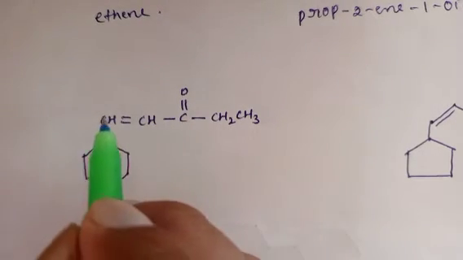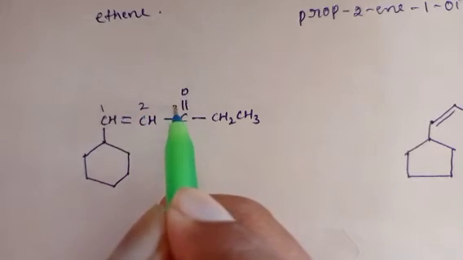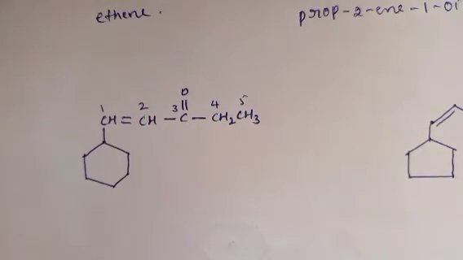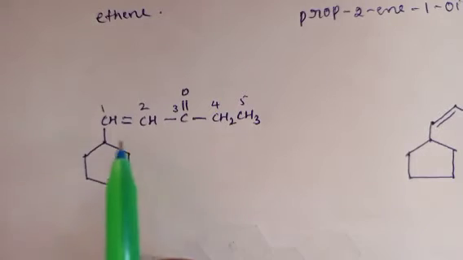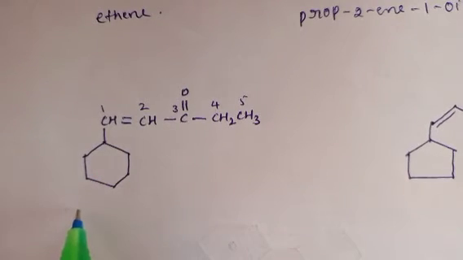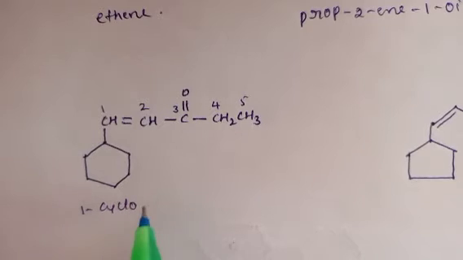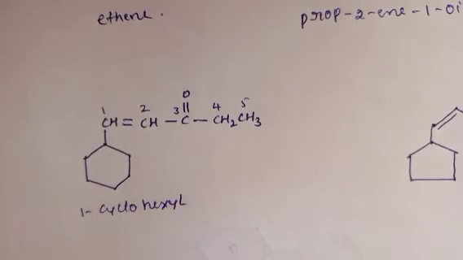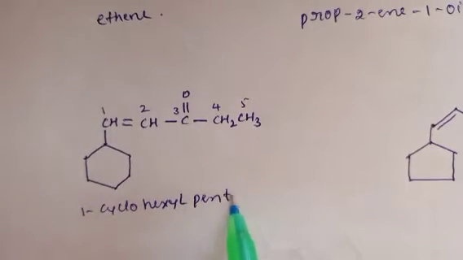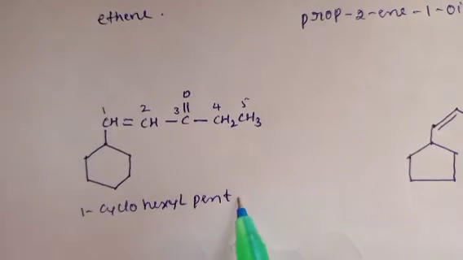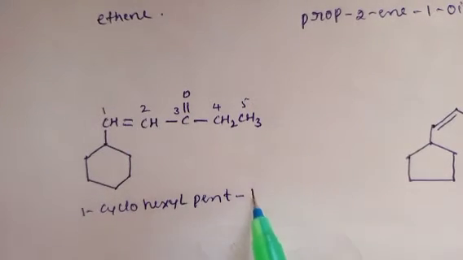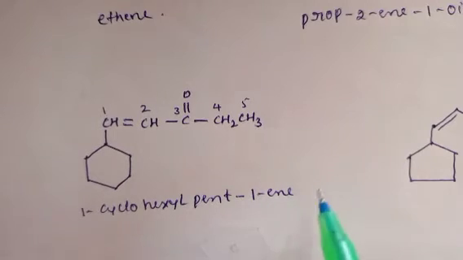So give the numbering from this side 1, 2, 3, 4, 5. Okay, then this part acts as substitution. So at first position cyclohexyl. Substitution part is completed. And number of carbons 5 carbons. 5 carbons means pent. Next bond type, double bond is present. At which position? First position. So 1-ene. And what is the functional group? C double bond O means ketone. At what position? Third position. So 3-one. 3-one.